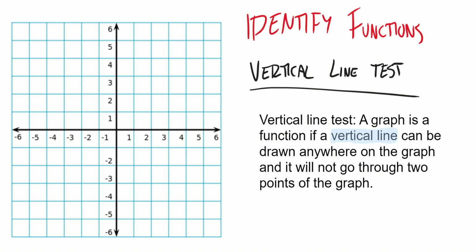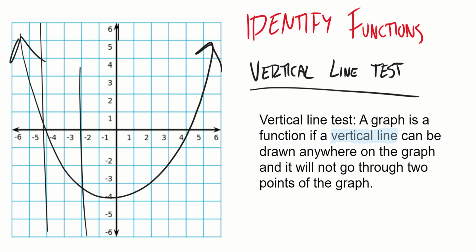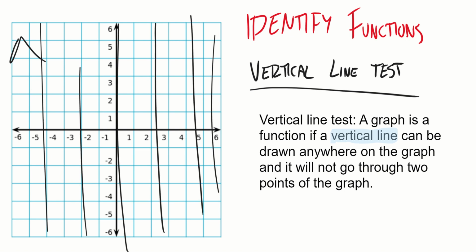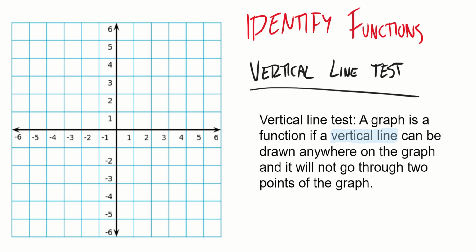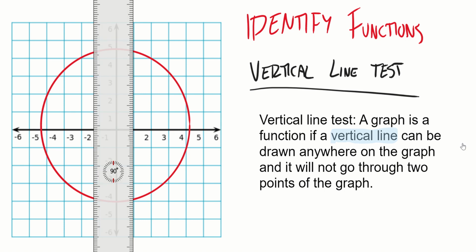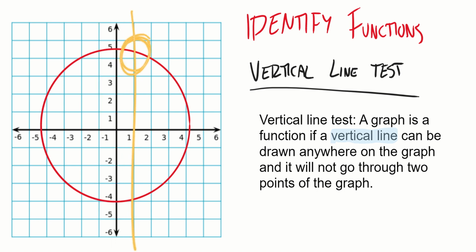So if I have a graph that looks like this, would this be a function? Yes, this would be a function because there's nowhere that I can draw a line that goes straight up and down that fails the vertical line test. What about this? Would this be a function? This would not be a function. If I drew a line straight up and down the middle here, it would cross in multiple places. It would cross here, it would cross here, and it would cross here. That fails. I don't want to fail.